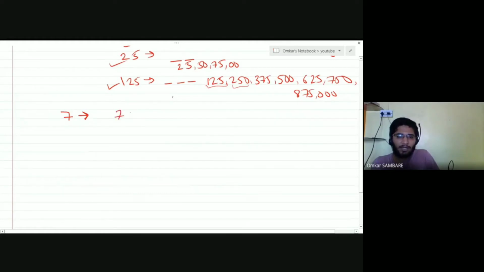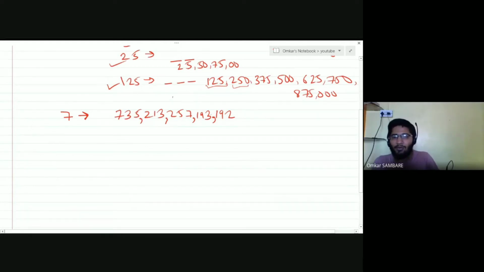Suppose the number is 735213257193192, a large number. Then what will we do? We will divide this number in groups of threes. Just like this, we read the number in the international system. In the same way, we will divide it in groups of threes.